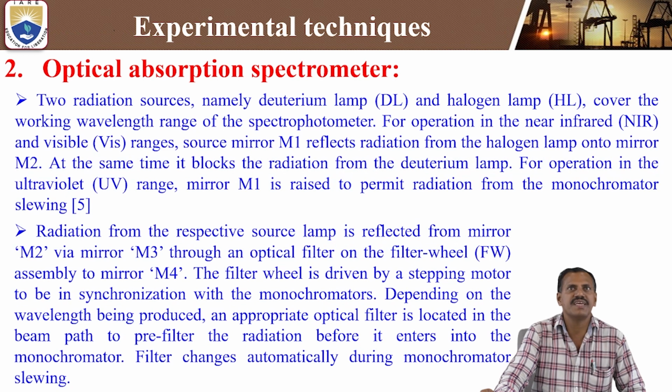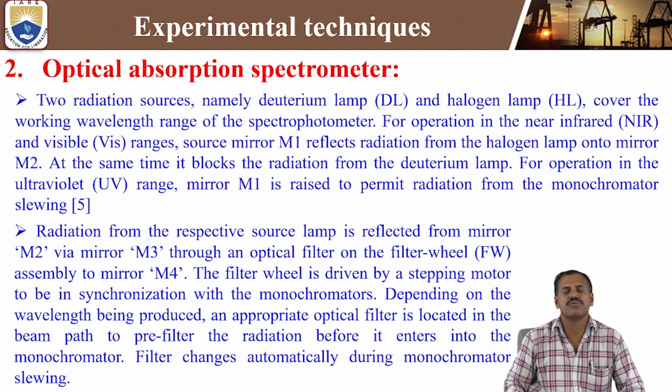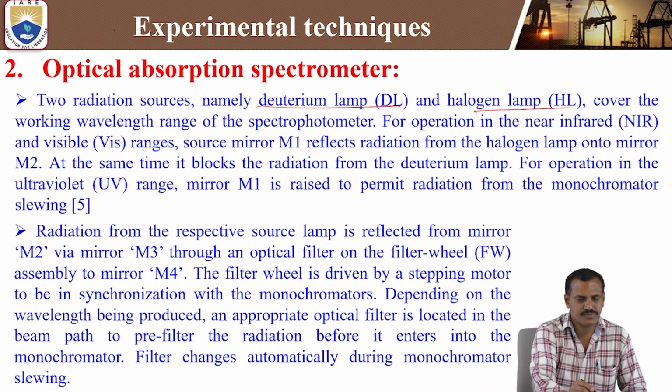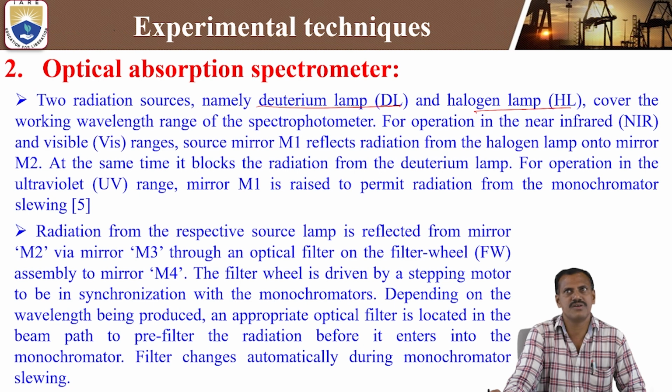There are two radiation sources. They use two kinds of lamps to measure the UV visible absorption spectrum. The first one is the deuterium lamp, DL. The other one is the halogen lamp. These different lamps are used to measure all spectral regions from 200 nanometer to 3000 nanometers. They cover the working wavelength range of the spectrometer for operation in the near infrared and visible region. Source mirror M1 reflects the radiation from the halogen lamp onto mirror M2. At the same time, it blocks the radiation from the deuterium lamp for operation in the ultraviolet region. So whenever you are measuring the ultraviolet radiation, it will stop the halogen lamp; otherwise, sometimes the halogen lamp is used. The deuterium lamp and halogen lamp work mutually to measure the complete spectral range. Mirror M1 is raised to permit radiation from the monochromator switching.